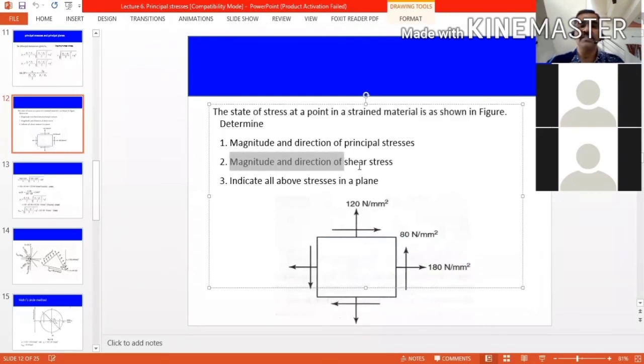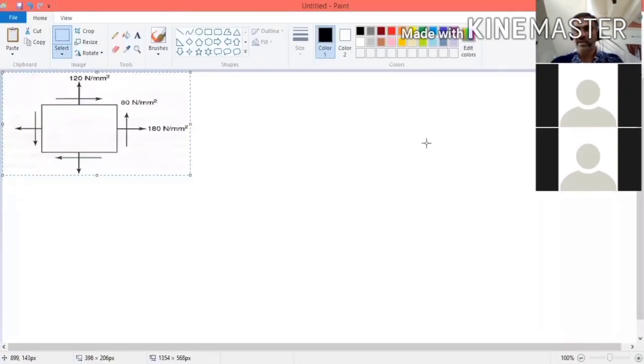Then the magnitude and direction of maximum shear stress. And indicate all the above stresses in a plane. Now we need to calculate sigma 1 and sigma 2.